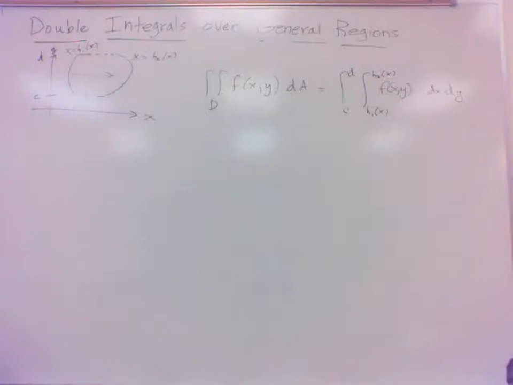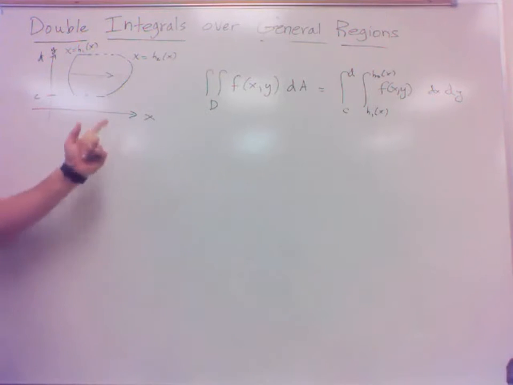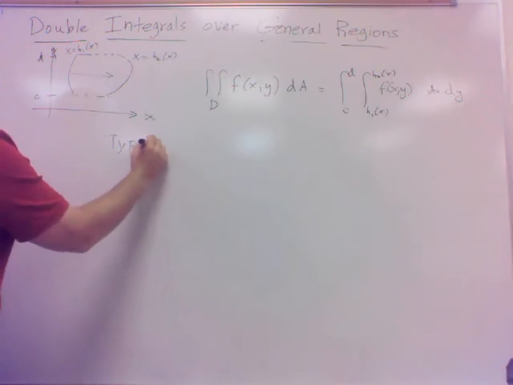And so if our region makes more sense, or would be an easier integral to do this way for various reasons, we can do that. We have options, as they say. So this is the type 2 region D.